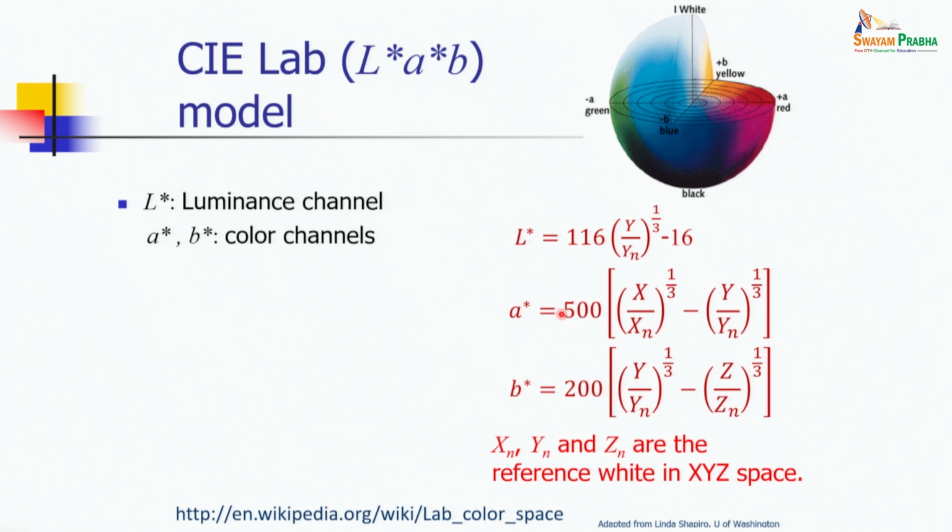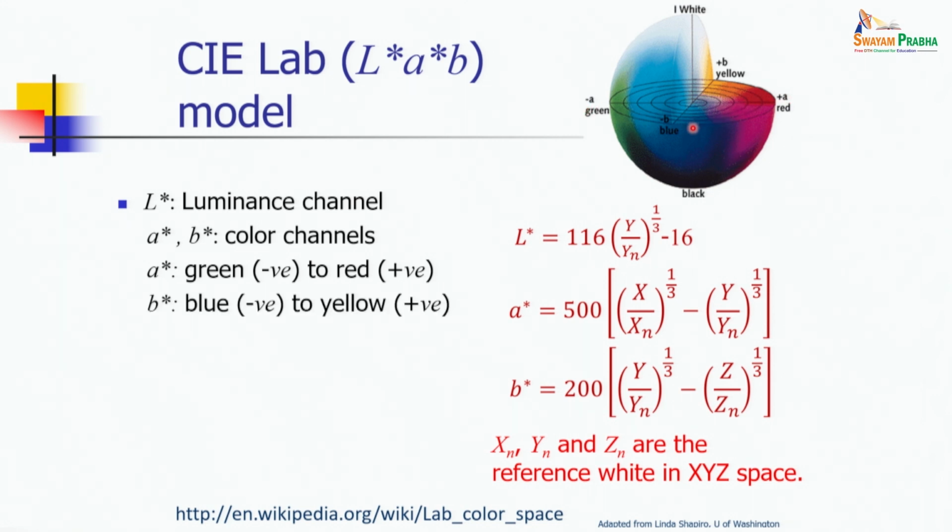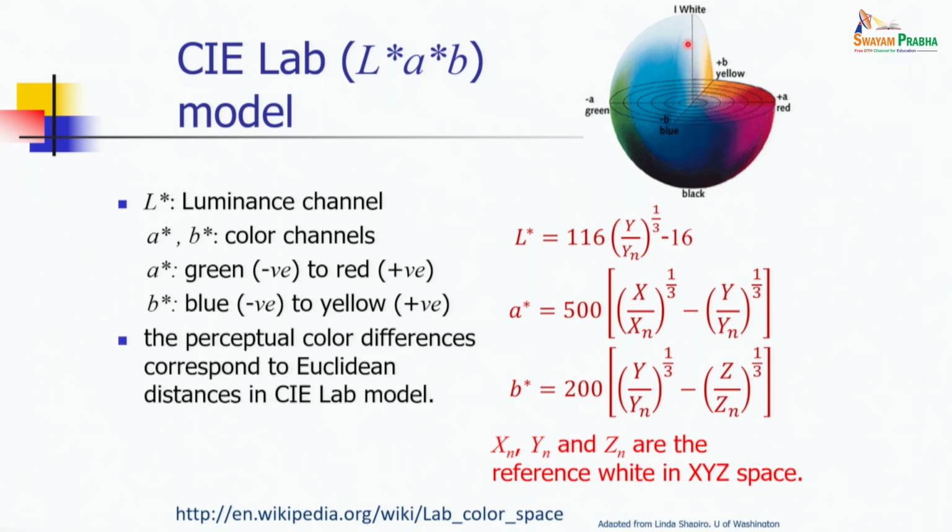So the kind of variations over this three-dimensional space are shown here. If I consider the axis of a, from negative to positive, it is from green to red, and for b, along this direction, it is blue to yellow, and then intensity is from black to white, or luminance. So the interesting fact is that in this space, Euclidean distance is most suitable to represent the color differences.